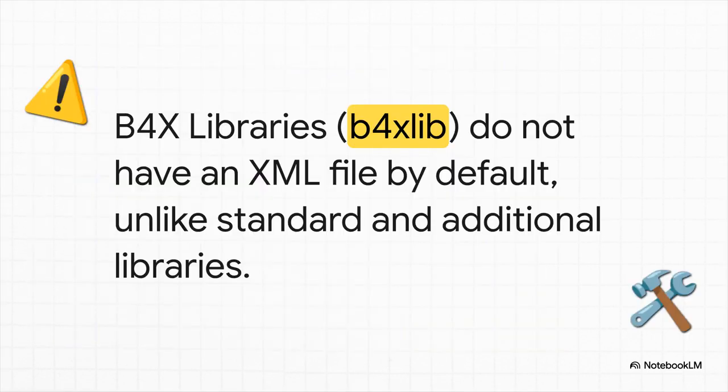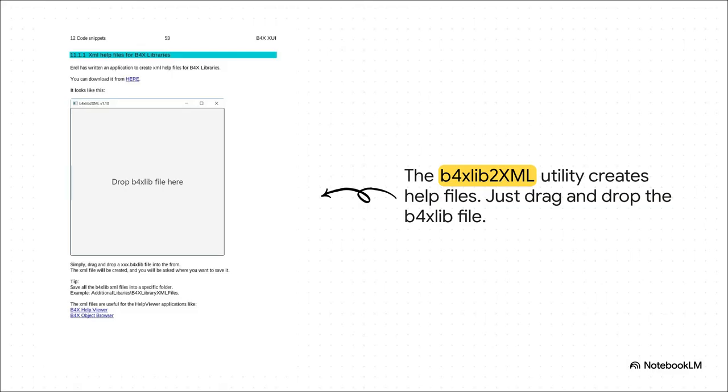Now, there is one key thing you need to know. A little gotcha. The standard B4X libraries work with the Help Viewer right out of the box. But those awesome community-made libraries, the ones that end in .b4xlib, don't actually include the necessary help files by default. So we've got to do one quick little step to get them working. But don't worry, there is a beautifully simple solution. It's a tiny utility called B4xlib2xml, written by Erel himself, and it solves this in like 2 seconds. You literally just drag and drop the b4xlib file onto this window, and poof, it generates the XML help file that the help viewer can read.